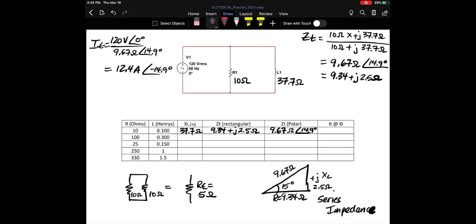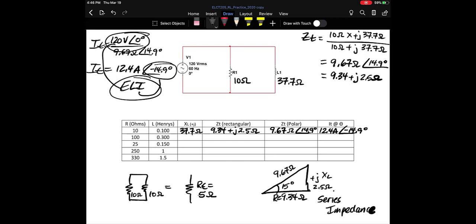And again, we know that if we've done everything correctly, ELI should apply here, indicating that the current is lagging the voltage. And sure enough, we can see that is our I total value here. And with our reference voltage of 120 at 0, we've got an I that's lagging by 14.9 degrees. So we can put that in here: 12.4 amps at an angle of minus 14.9 degrees.